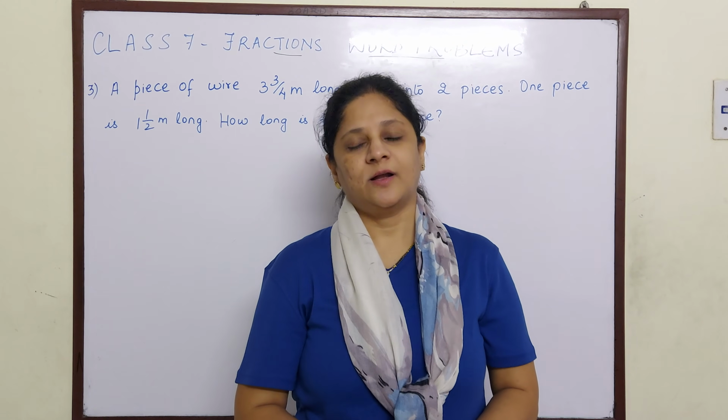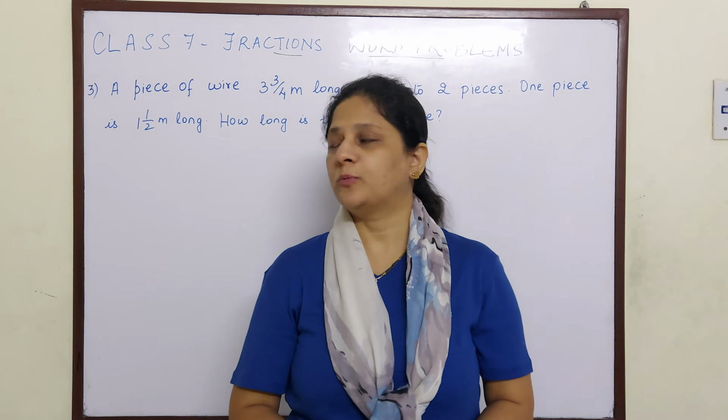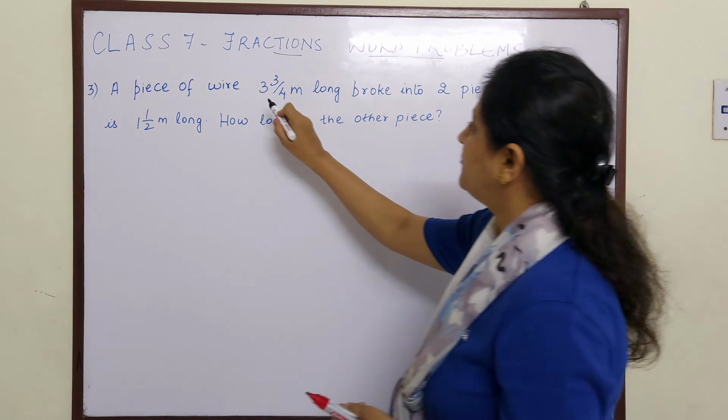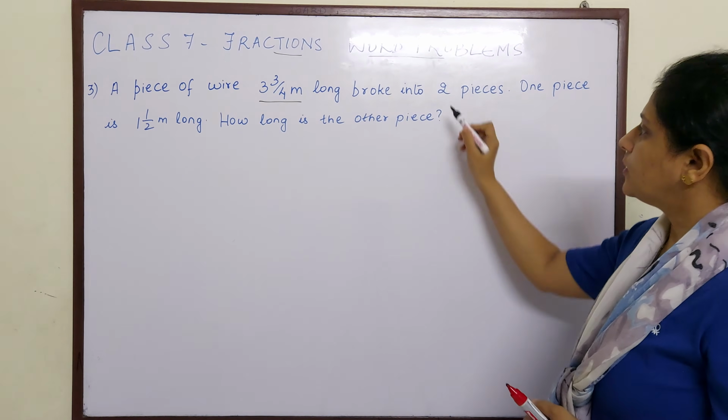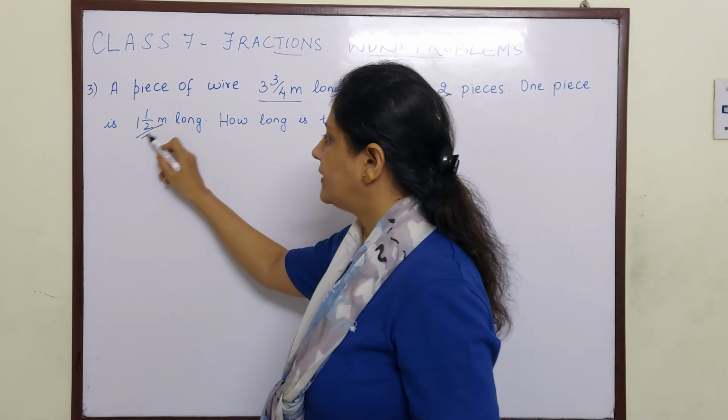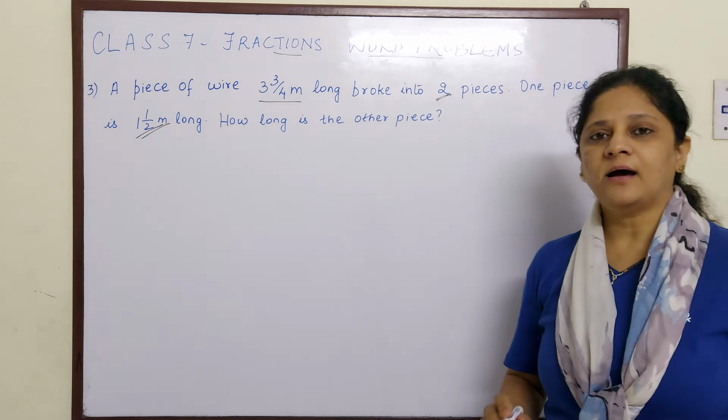Hello children, now let us start with the next word problem. A piece of wire 3 3/4 meter long is broken into two pieces. One piece is 1.5 meter long. How long is the other piece?